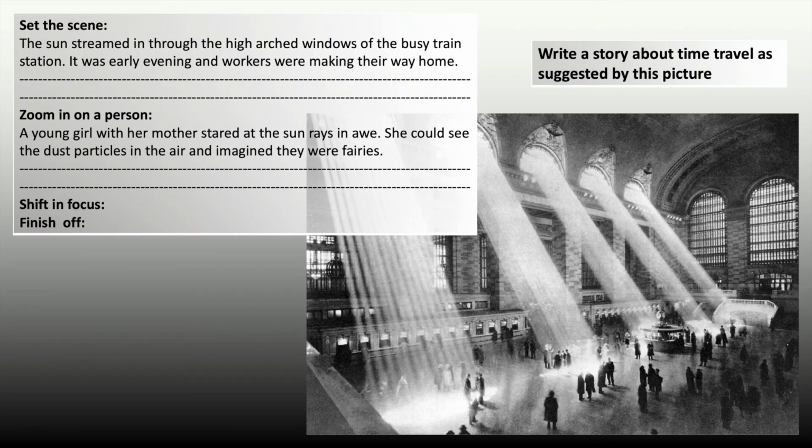Then we're going to zoom in on one person. You can choose anybody. I've chosen a young girl, and I can't actually see a young girl in that picture. This is in my imagination. I wanted a young girl. So a young girl with her mother stared at the sun rays in awe. She could see the dust particles in the air and imagined they were fairies. Okay, I'm using third person because then I can tell you what's going on inside someone else's head.